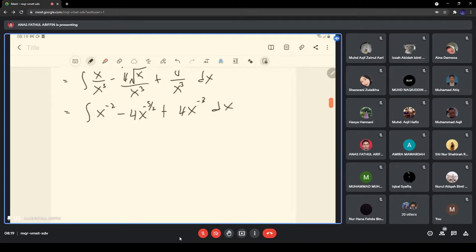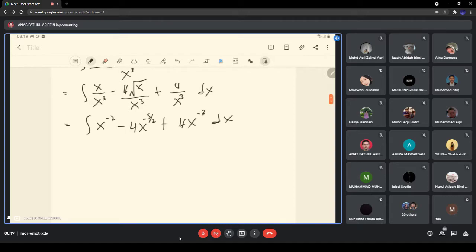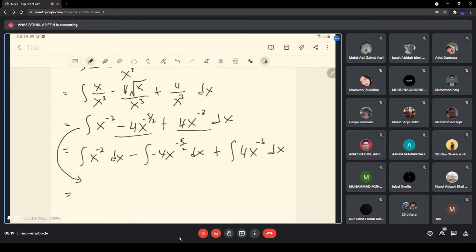Okay, so here we have two options. We have two options whether we want to integrate straightforward or we want to integrate separately. So let's say we separate first. So we have square root of x power of -2 dx, and then we separate this one, integrate -4x power of -5/2 dx, and then plus 4x power of -3, and then we integrate. We integrate this one, or we can do directly. We can skip this step, or we can integrate directly.